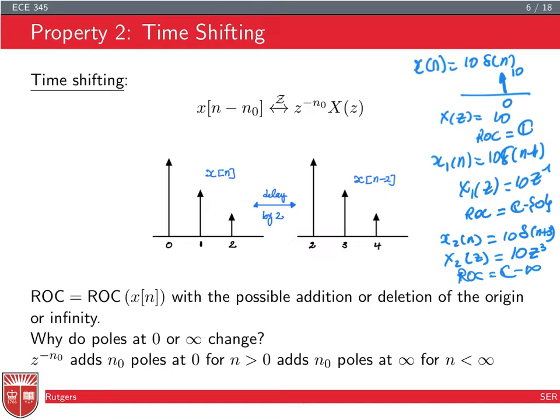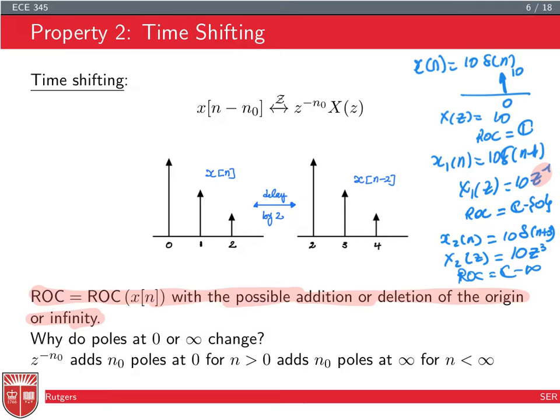So the ROC of the shifted signal is the same as the ROC of the original signal, but you may have to add or delete the origin or infinity. If you create a new z to the minus 1 in the Z transform, then you have to remove the origin. Let me give you one more example though.